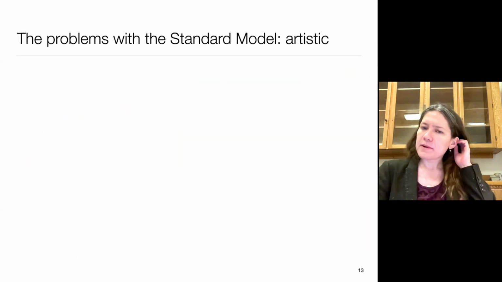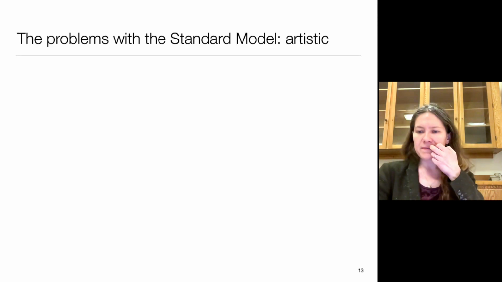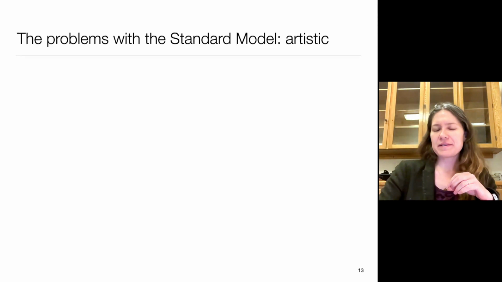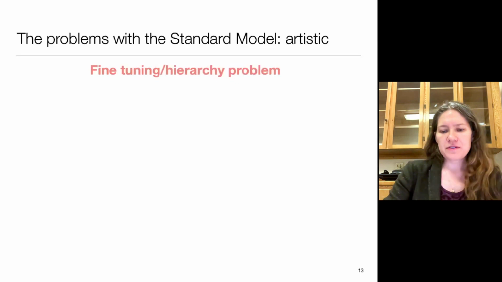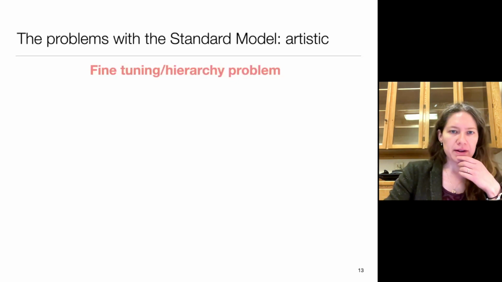Now, the next slide I want to show you is what I would think of as artistic problems with the standard model. As in, technically, the universe could work this way, but it feels kind of weird if it does. The first of those is the fine-tuning or hierarchy problem.